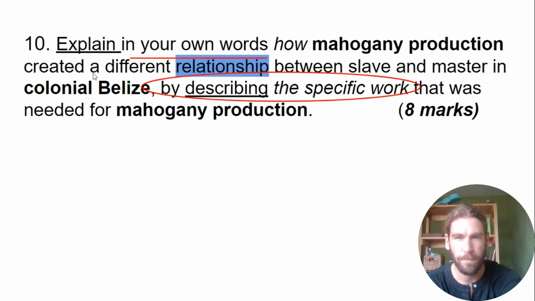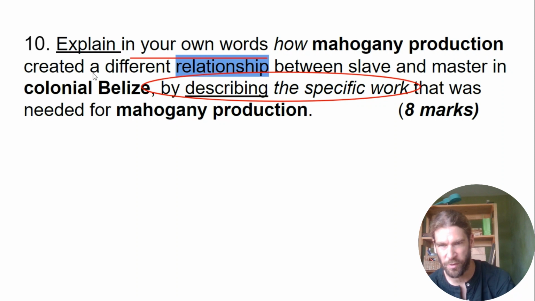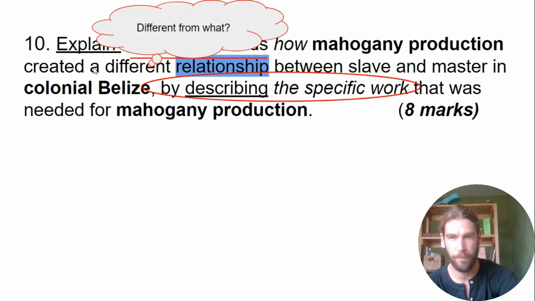Then the next goal. Explain in your own words how mahogany production created a different relationship between slave and master in colonial Belize by describing the specific work that was needed for mahogany production. Again, here are 2 halves of the question. How did mahogany create a different relationship? And describe the specific work that was needed for mahogany production, because this explains it.